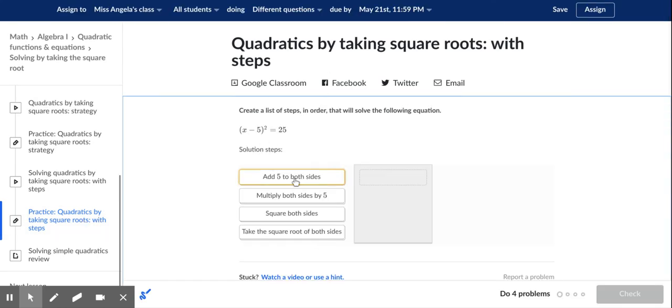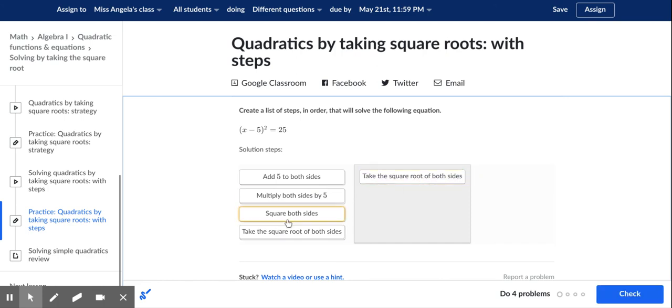So this one, we're ordering the steps, right? What do I need to do first, second, third, fourth? So here I already have the squared thing by itself. So the first thing I need to do is take the square root of both sides.